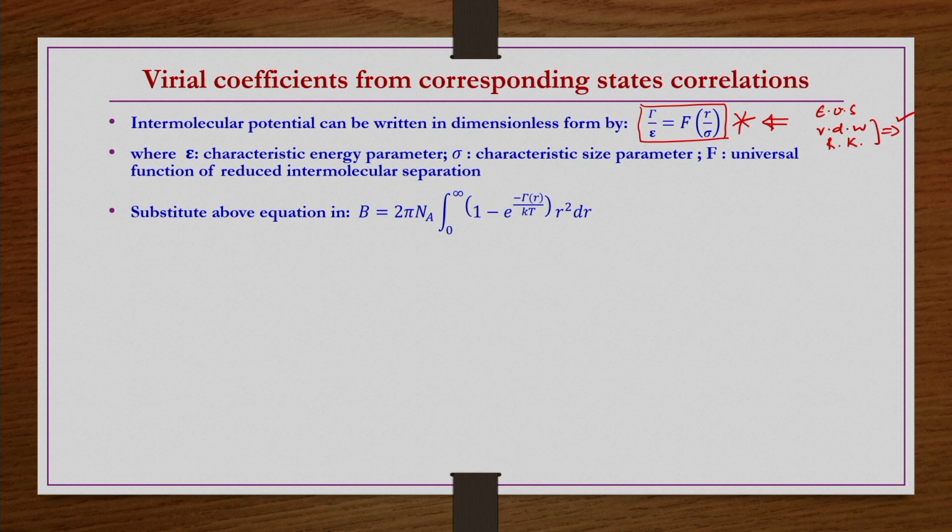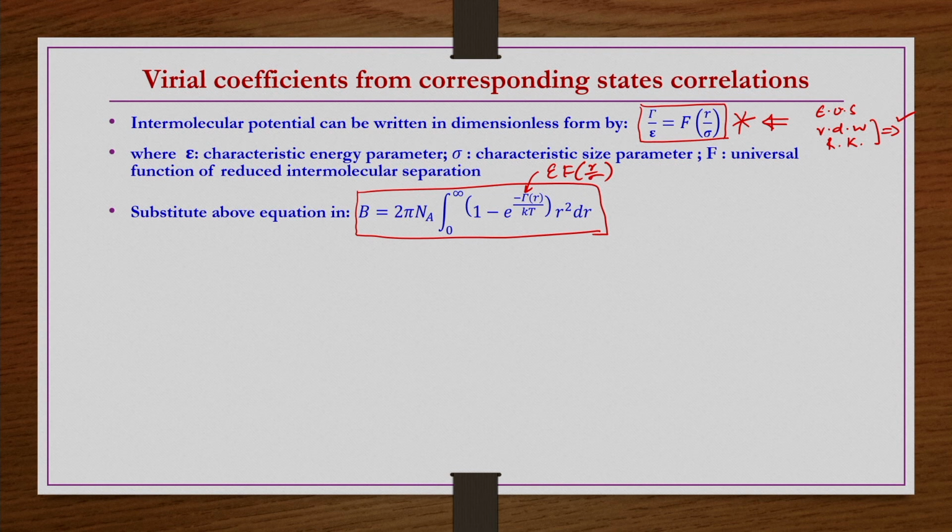For that purpose, you take the dimensional form of the second virial coefficient, that is B equals 2 pi N A integral 0 to infinity of 1 minus exponential of minus gamma of r by kT, times r square dr. This is the dimensional form. To make it dimensionless, we substitute in place of gamma, epsilon multiplied by a universal function of r by sigma.